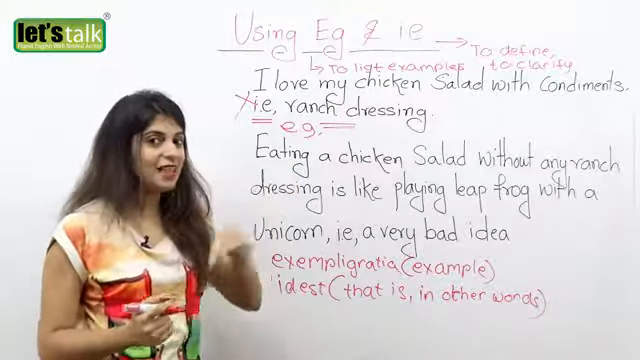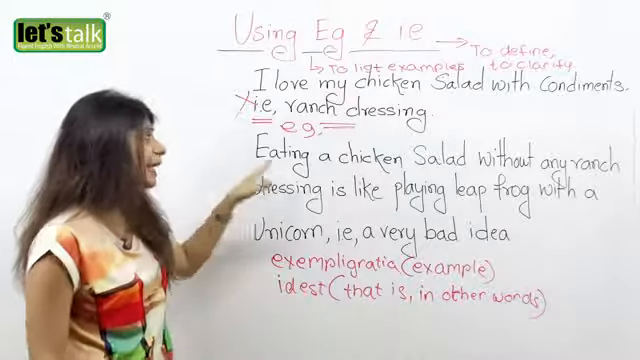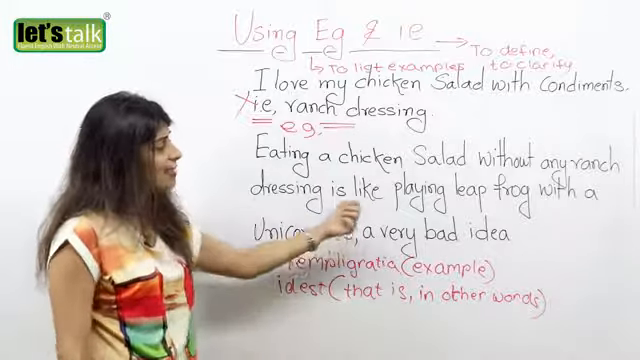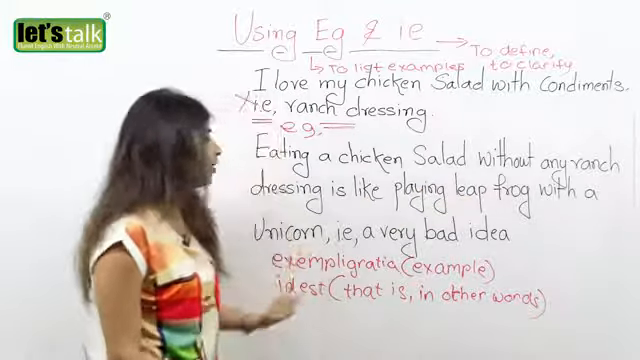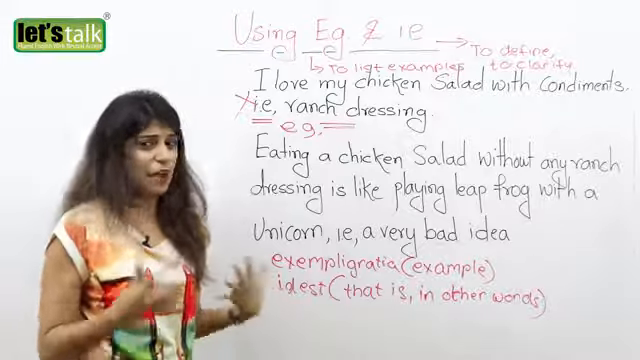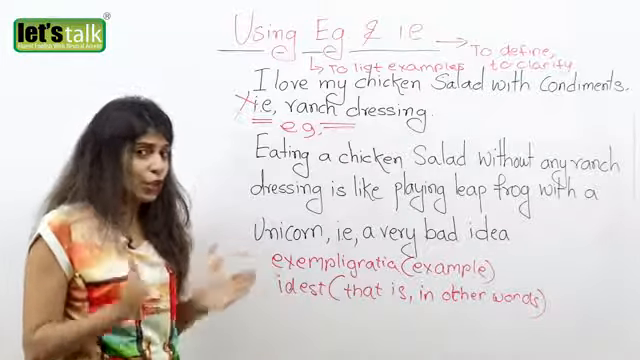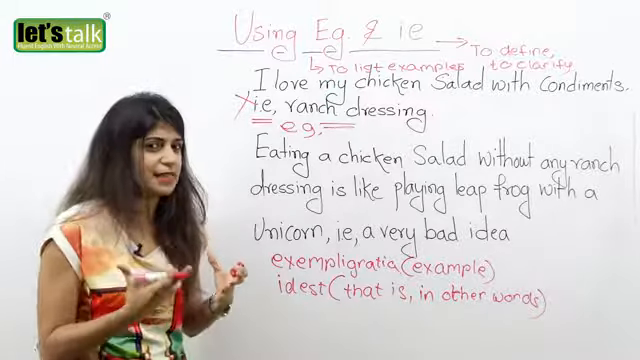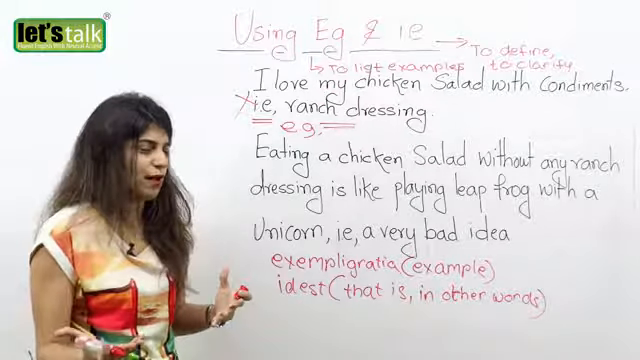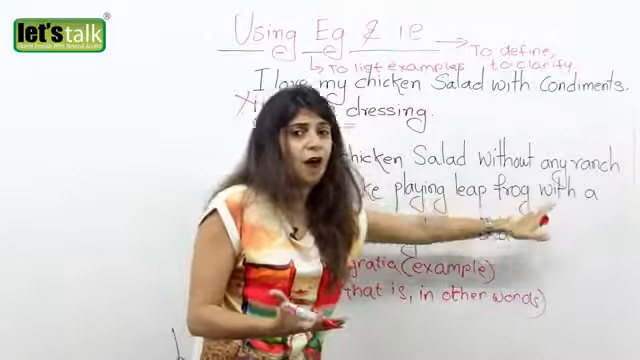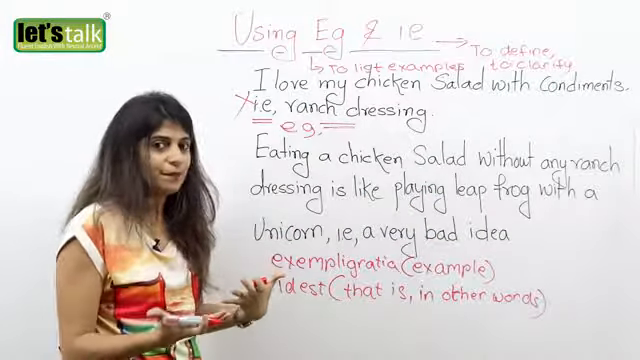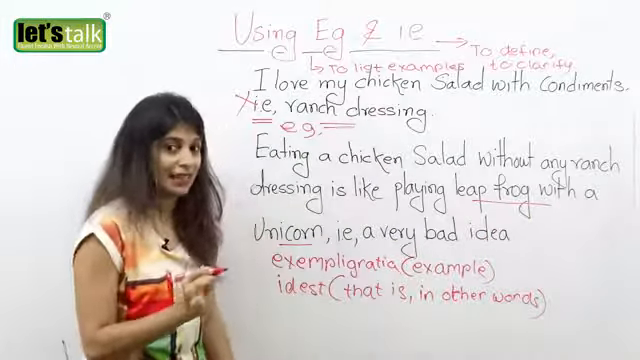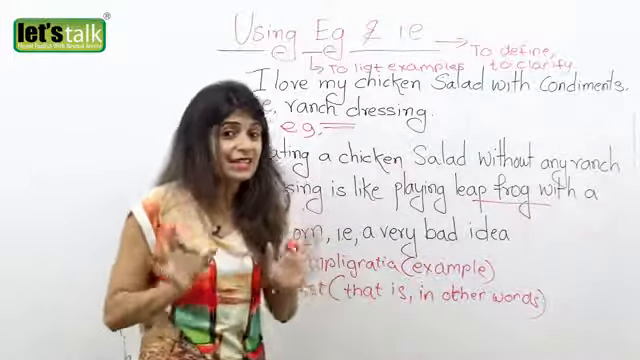Let's have a look at another sentence here. Eating a chicken salad without any ranch dressing is like playing leapfrog with a unicorn, i.e. a very bad idea. So here, if you see, I am saying that eating a chicken salad without any ranch dressing is like playing leapfrog with a unicorn. Now this is an idiom which actually means that it's a very bad idea.